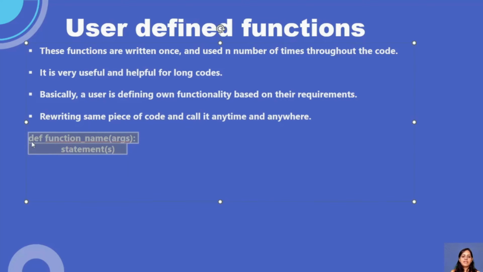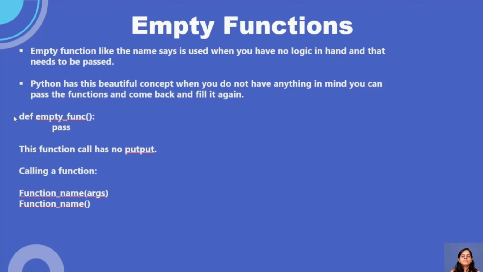This is the syntax. You need to write def, then the function name, any function name. If you are adding numbers, then you can name it for adding numbers. Then you can put arguments, like num1, num2, num3. Then after that you can write your logic inside. So that is how a user defined function is written.